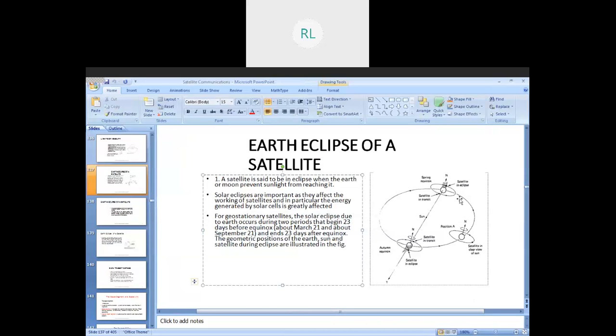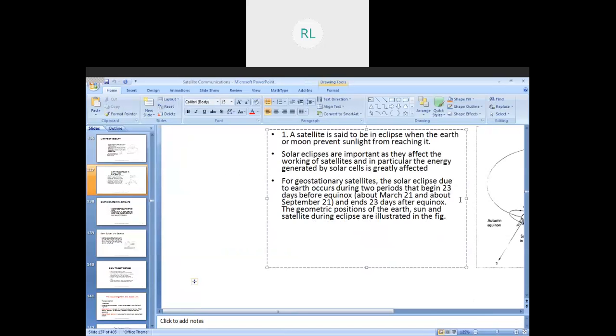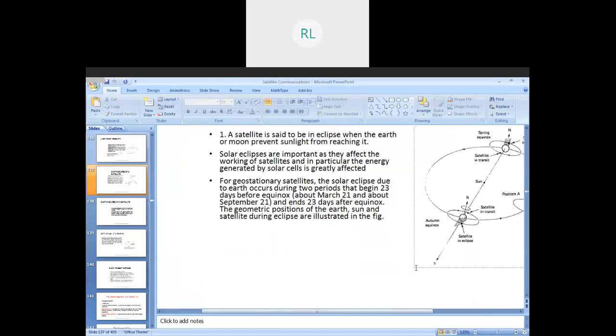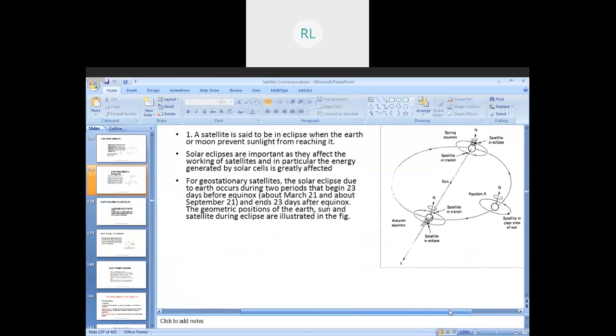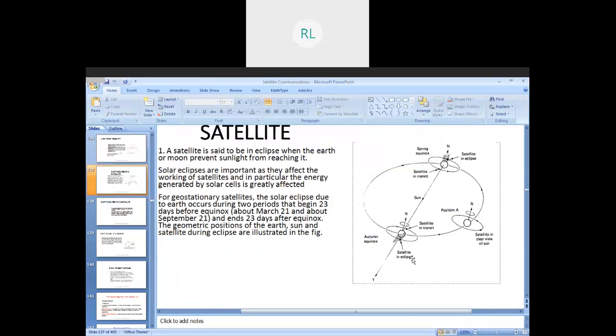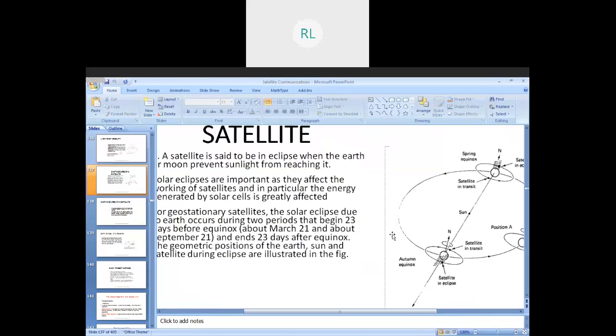For geostationary satellites, the solar eclipse due to Earth occurs in two periods. One is 23 days before the equinox. The equinox is a whole different concept, and I will explain that in the upcoming classes. This happens around March 21st and September 21st, the two days of the equinox. The eclipse period ends 23 days after the equinox.